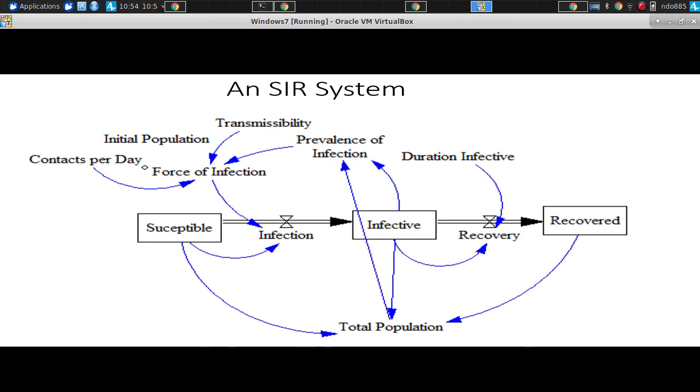There's going to be no change in the system as long as we have zero infectives. By contrast, is it the case if we have zero susceptibles that there's no change in the system? No one's going to get infected, but people might still recover. So it's not a given.